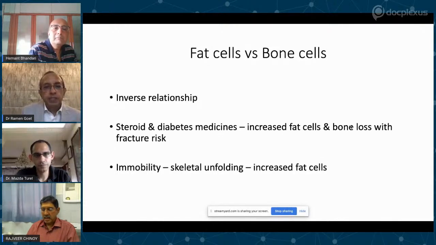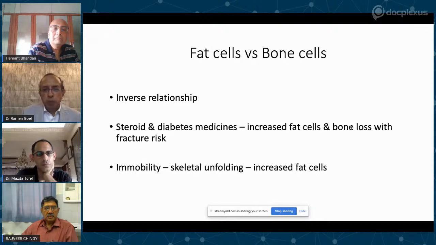Now, it has been seen that the fat cells and bone cells have an inverse relationship. So within a bone, there is a bone marrow, and if you gain fat cells, you lose bone cells, and if you lose bone cells, you gain fat cells. And many of the diabetes medicines lead to increase in fat cells and bone loss.